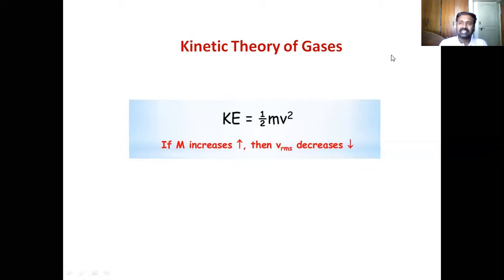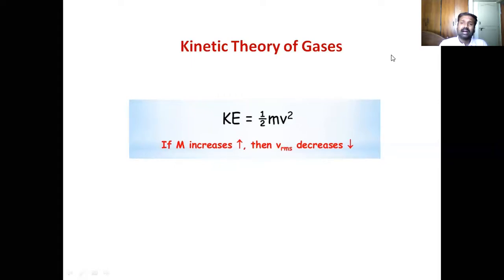So how do we know the kinetic energy of a particle? Using our famous kinetic energy equation: kinetic energy is equal to half mv square. As evident from this equation, the kinetic energy is dependent on two properties of a gas molecule or any particle, not just gas, any moving body. m is the mass of that body and v is the velocity of that body. So they have direct proportionality.